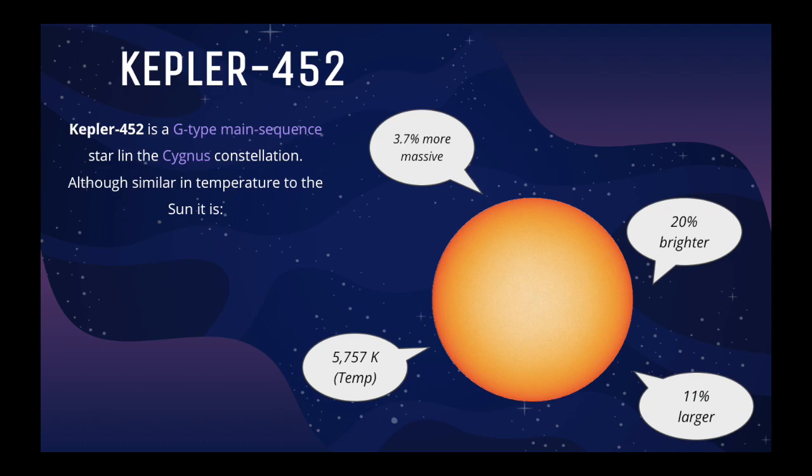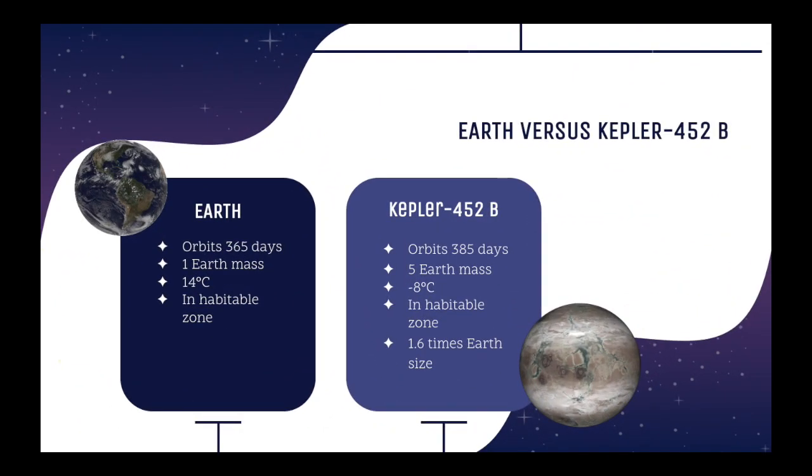The star's apparent magnitude, or how bright it appears from Earth's perspective, is 13.426. Therefore, it is too dim to be seen with the naked eye. In summary, between the Earth and Kepler 452b, the Earth orbits around the Sun in 365 days, and Kepler 452b orbits around its star in 385 days.